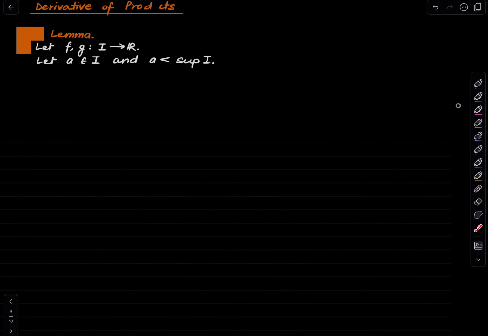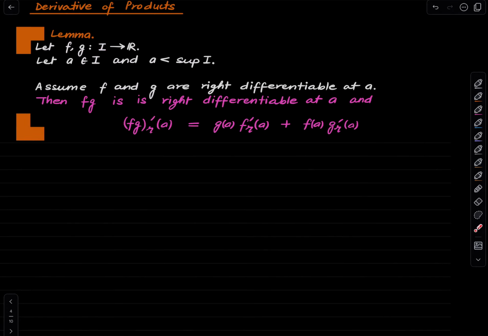Now for the derivative of products. Same hypothesis. f and g are functions defined on an interval, and a is not the right boundary point. If we assume that f and g are right differentiable at a, then the same is true for the product function, and in fact one can compute this right derivative via the following formula. It's not simply the product of the right derivatives of f and g, it is a little bit more complicated. But if you try to prove it, this formula automatically comes about. And that's what we are going to do.